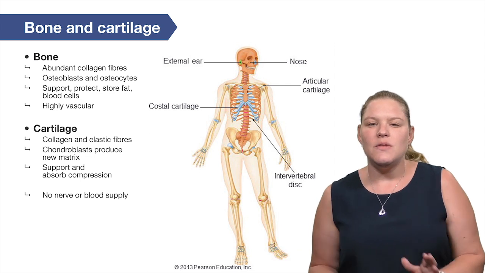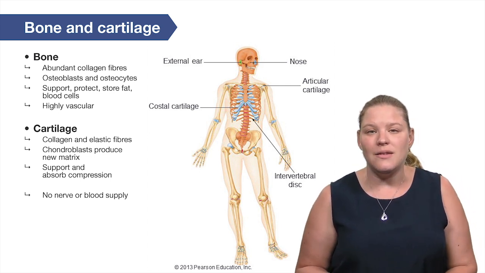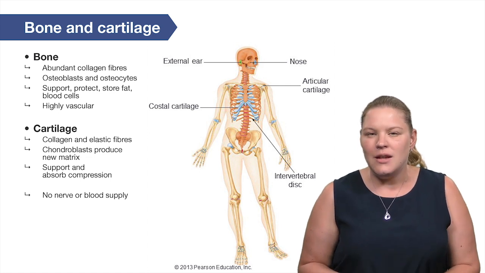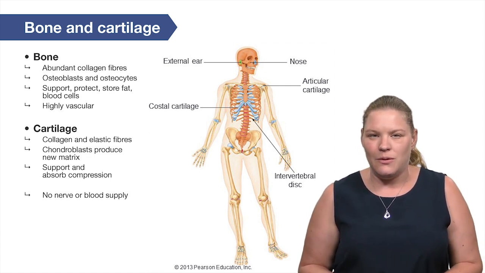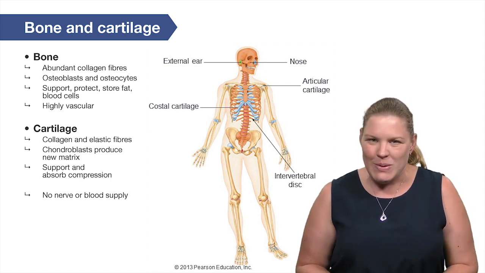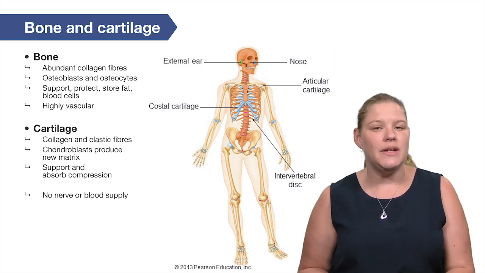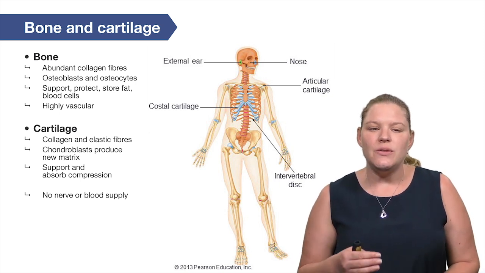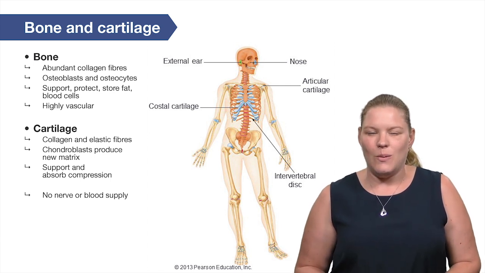So bone's involved in supporting, protecting and storing fat, as well as the production of blood cells. If we need more red blood cells, we have hematopoietic stem cells for our blood in our bone, and we can produce more red blood cells. But we'll learn more about that later on. Bone itself is highly vascular, so it has a really good blood supply. And we'll look at the functions and what bone contains later on in the semester when we actually talk about bone itself.